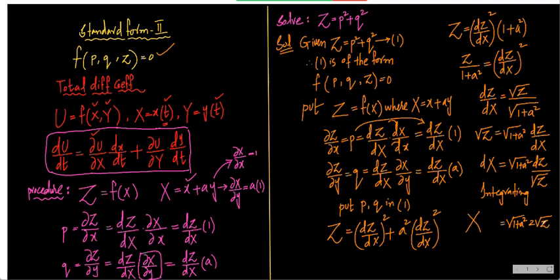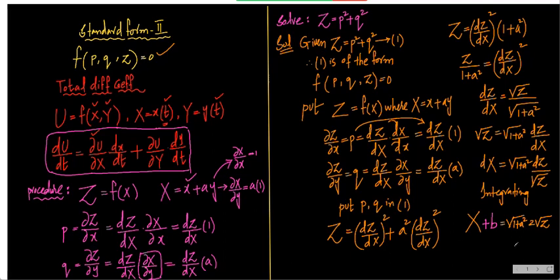Integration of 1 by root x is 2 root x. So 1 by root z is 2 root z. And whatever the integral constant, some constant we have to add now, plus c. We have to add it on any one of the sides. Choice is yours. You can add the constant on any one of the sides. So I'm adding it on this side.